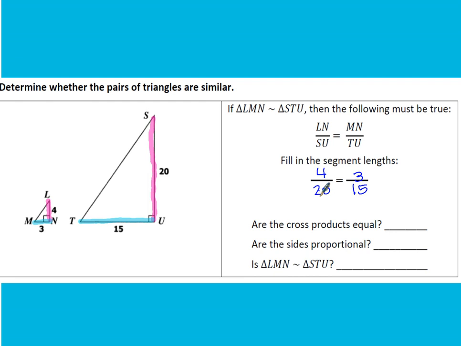So to figure out if these side lengths are proportional, we need to find their cross products. So it says, are the cross products equal? We do 4 times 15 first, and 4 times 15 gets us 60. And then 20 times 3 next, and 20 times 3 is 60. So yes, those cross products are equal. Does that mean that the sides are proportional? Well, yes, we talked about that if something is in proportion, then the cross products will be equal, so this is yes. So are these two triangles similar? And we can say yes, since their sides were proportional, they are going to be similar here.